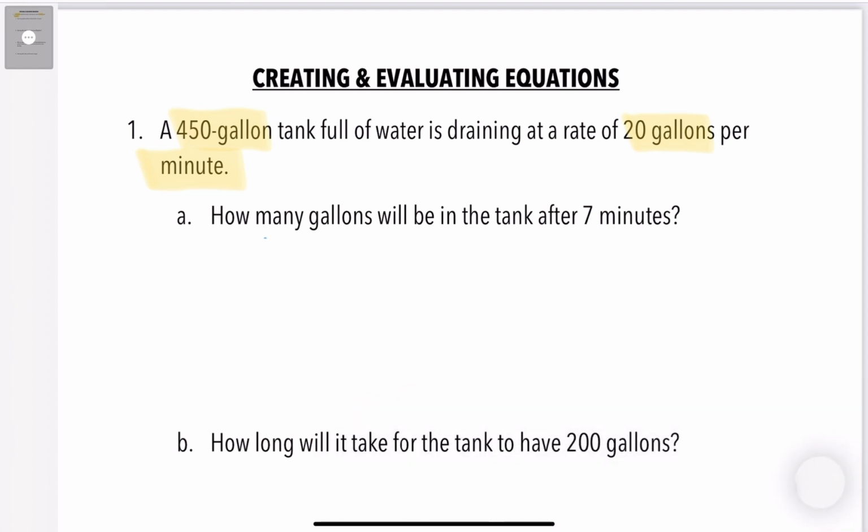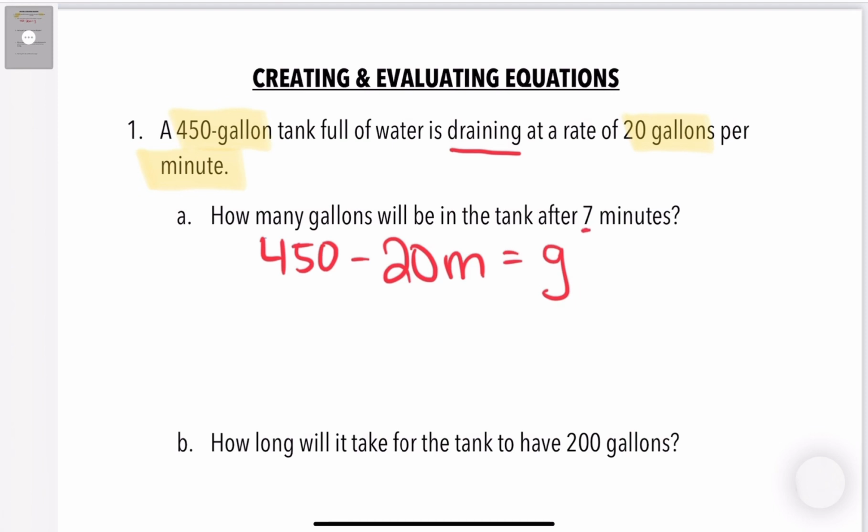All right, so it's asking us in letter A, how many gallons will be in the tank after 7 minutes? So we know we started with 450. And we're going to be decreasing. The amount is going to be decreasing based off of this word right here. Draining means you're losing water. The amount of water in that tank is decreasing, or we're subtracting it. And it's decreasing at a rate of 20 gallons per minute, and we're trying to figure out how many gallons will be left over. So we're going to use G.